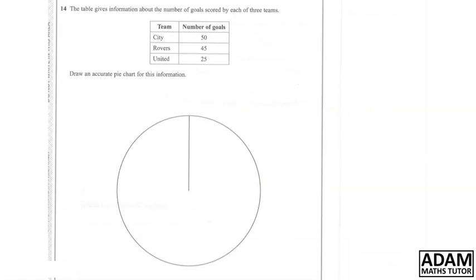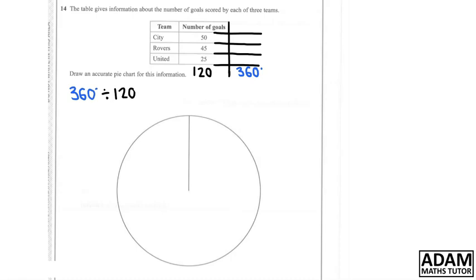Question 14. The table gives information about the number of goals scored by each of 3 teams. Draw an accurate pie chart for this information. What I'll need to do is work out how much one goal represents in degrees, and I can do this by adding up the total number of goals. So 50 plus 45 plus 25 is 120. And I know that the angles in a circle will total 360 degrees. So start off by doing 360 divided by 120, and that gives me 3 degrees for each goal.